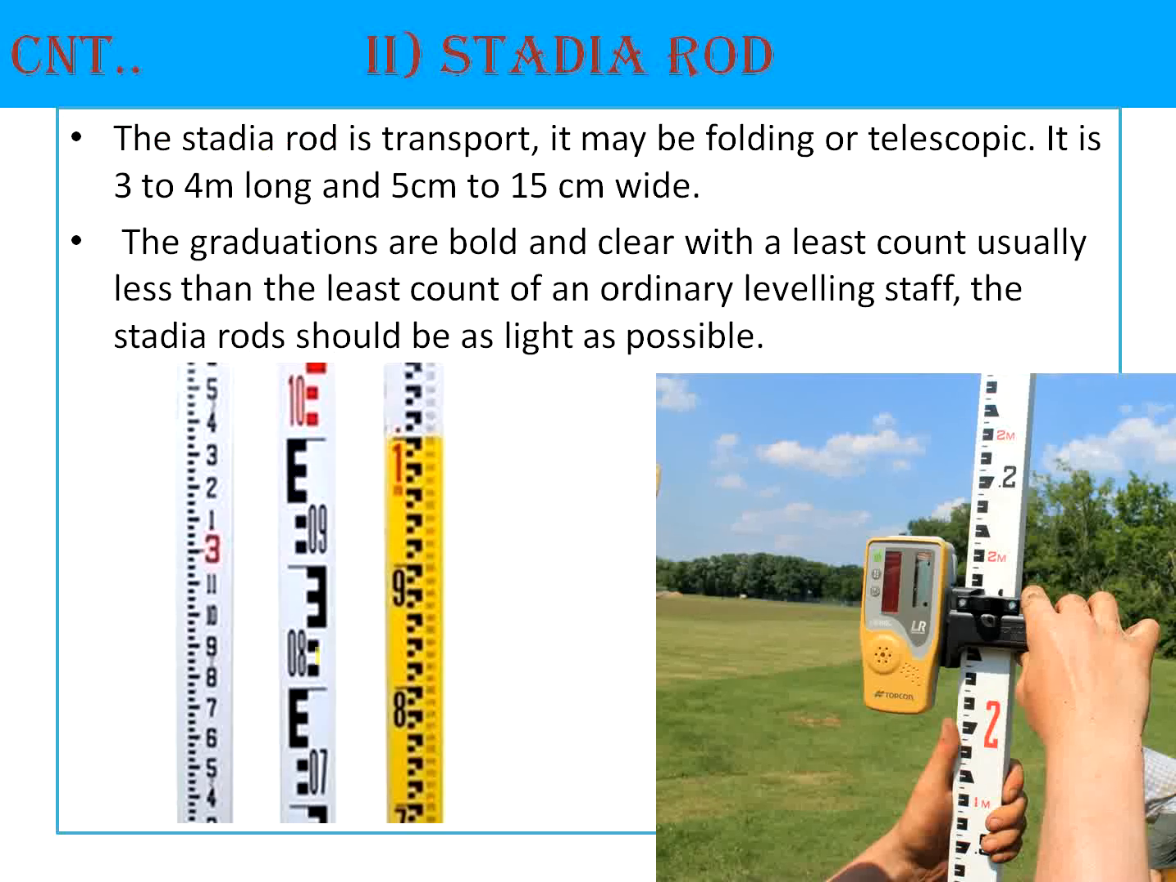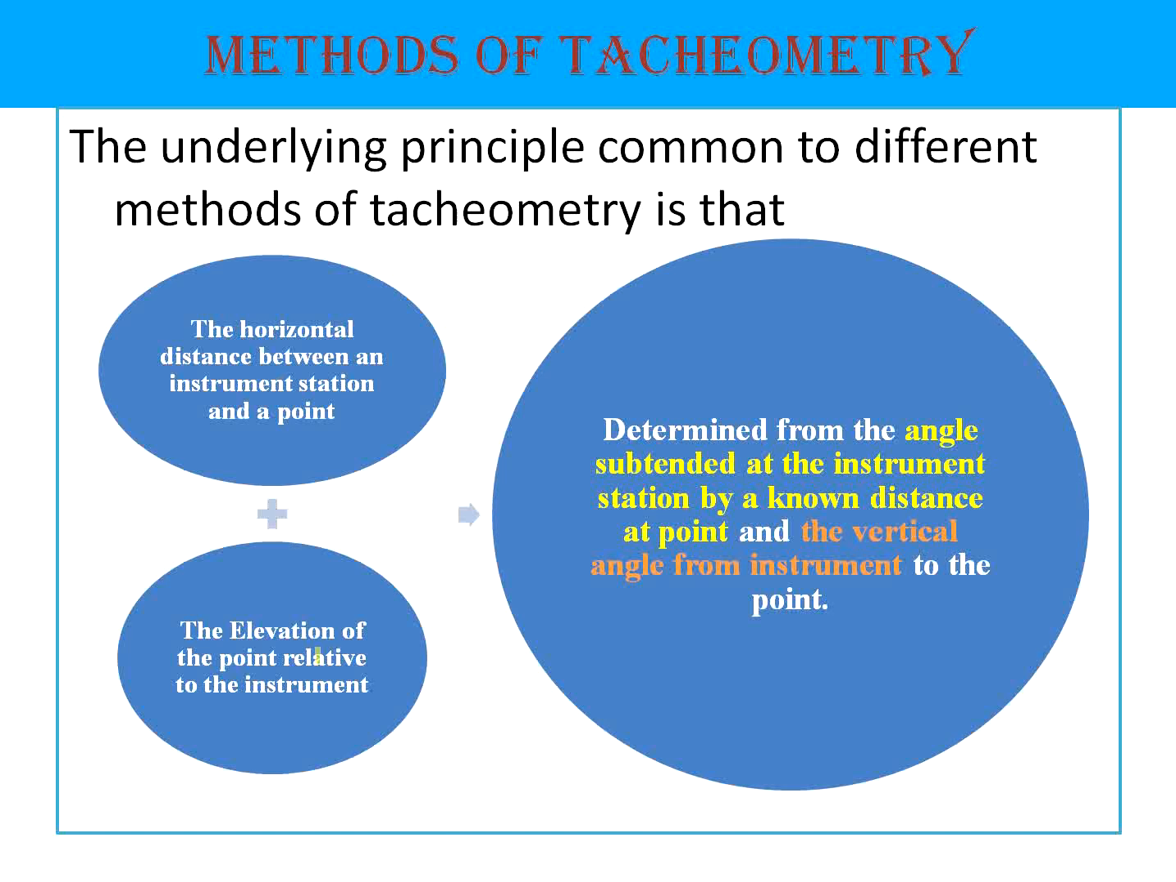Now coming to the stadia rods used. A stadia rod is generally used for this type of survey, as shown in this figure, and it can be folding or telescopic type. Rods up to 4 meters long are available, and the graduations are bold and very clear. The least count of a stadia rod is less than that of an ordinary leveling staff, and it should be as light as possible. Now coming to methods of tachyometry.